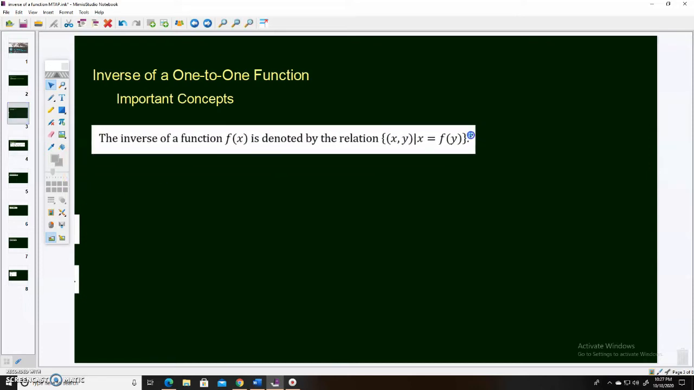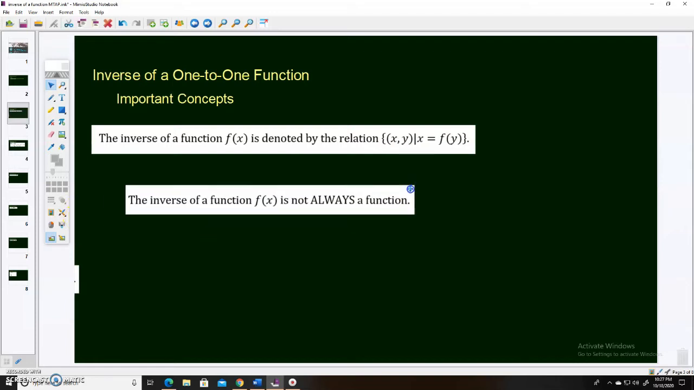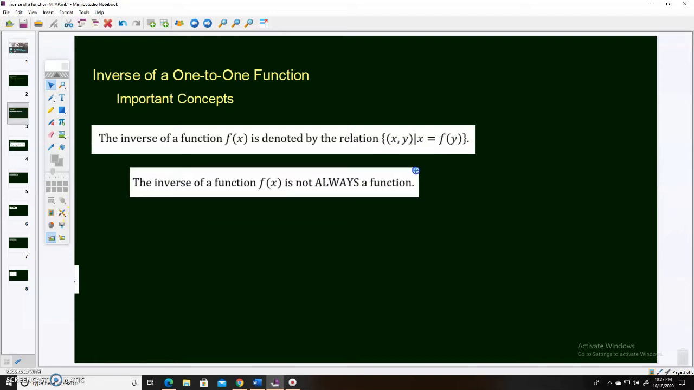The inverse of a function is denoted by the relation set of all ordered pairs (x, y) such that x is f of y. We'll see this in detail as we go along. Next, the inverse of a function is not always a function. This is a common misconception. The inverse of a function can also fail to be a function. So when is the inverse of a function also a function?